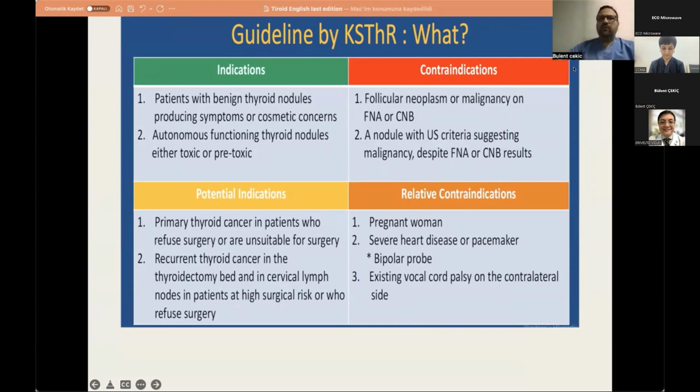Contraindication is follicular neoplasm or malignancy on FNA, but I know that in the Chinese and Korean guidelines they do it for papillary carcinoma, but in some guidelines, they don't prefer it. And relative contraindications are pregnancy and severe heart disease or pacemaker, but in these cases, we can use microwave ablation.